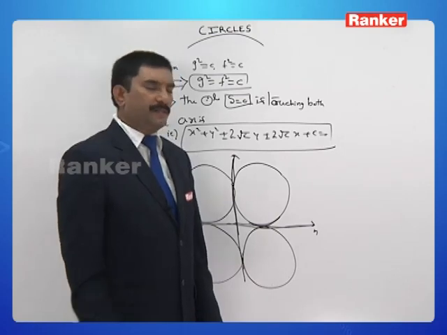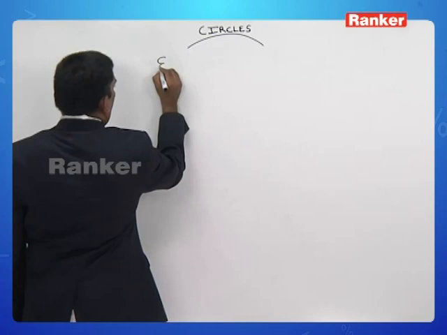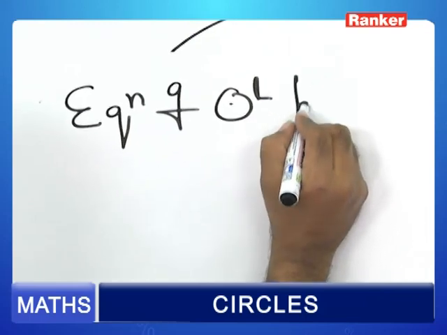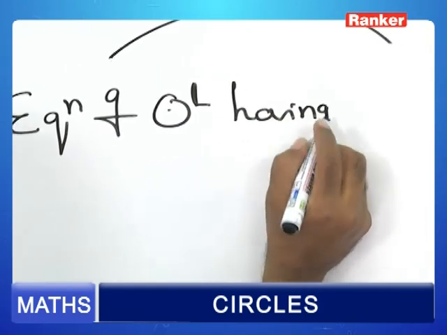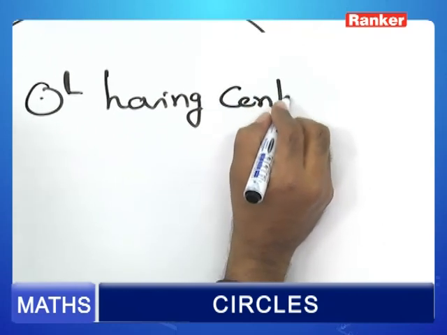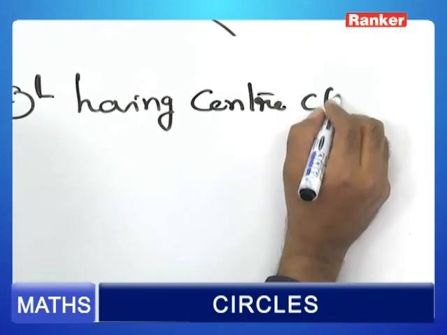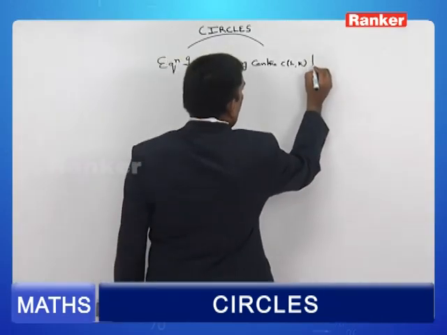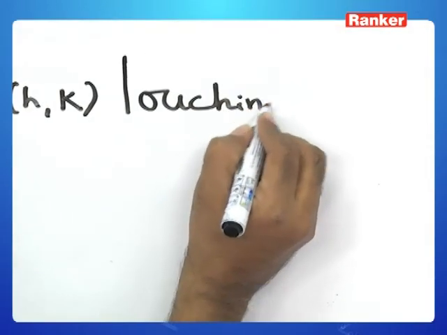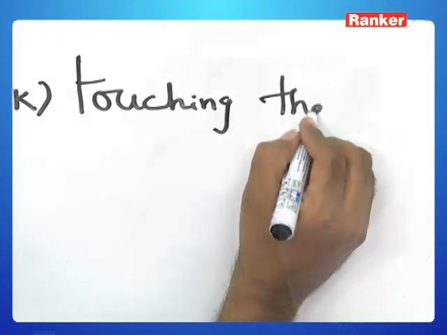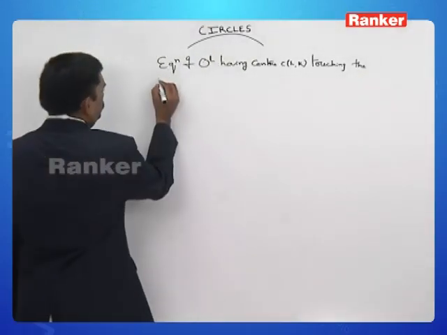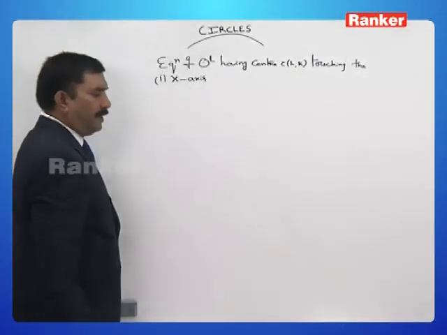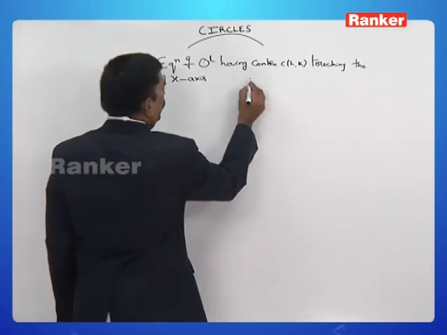Now we shall discuss when the center is h comma k, when the circle is touching the x-axis and the y-axis. Equation of a circle having center C of h comma k, touching, the first one, the x-axis.